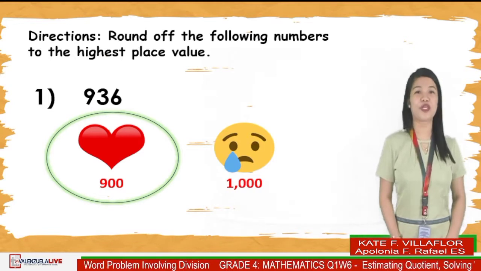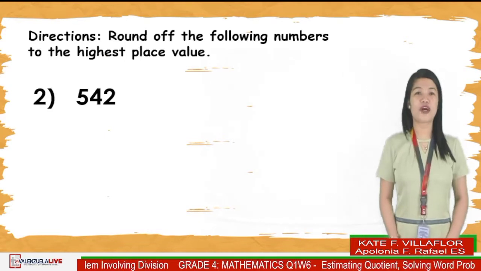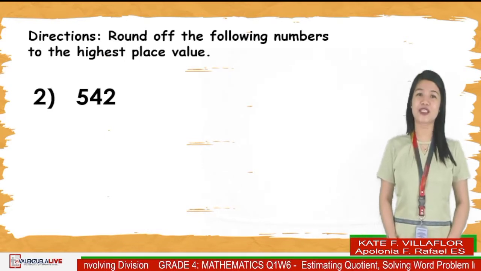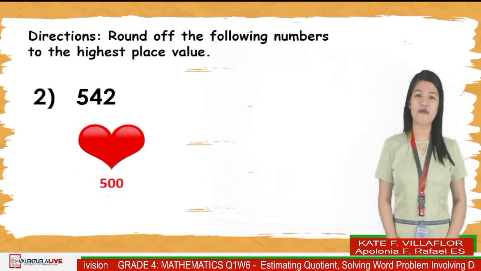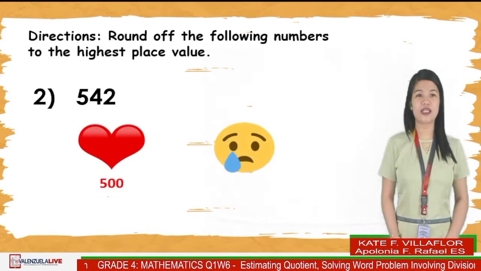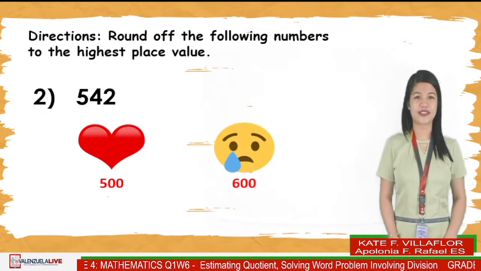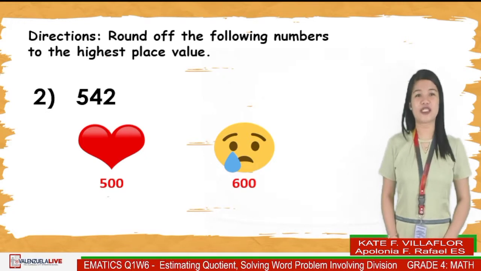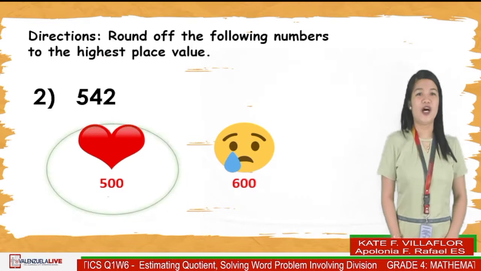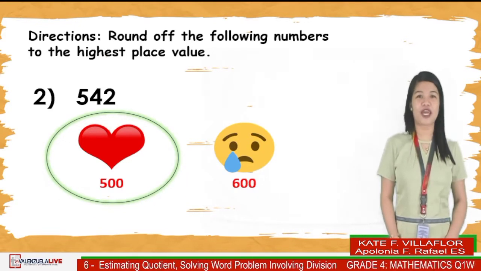Let's have number 2. Round off 542 to the highest place value. For the heart emoji, we have 500. And for the sad emoji, we have 600. Comment your answer in the comment section below. Okay, good job. The answer is heart emoji or 500.